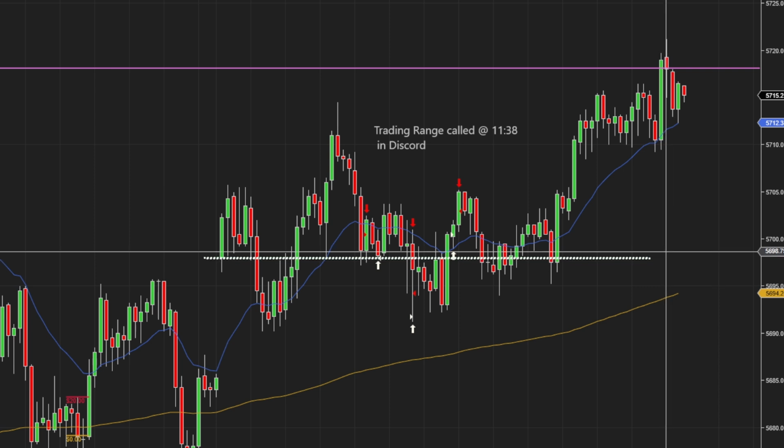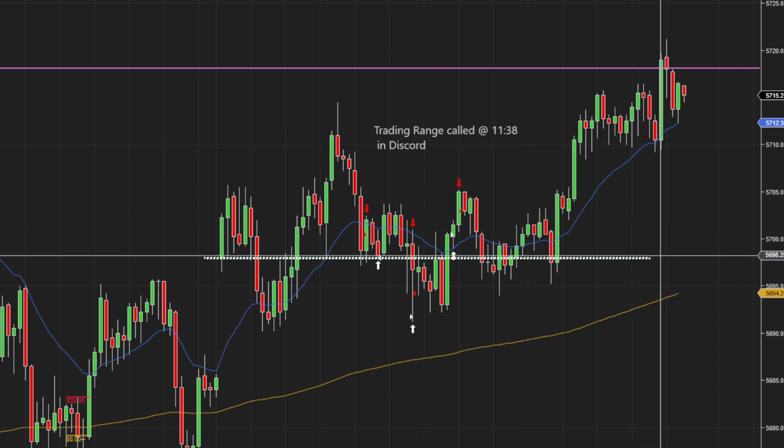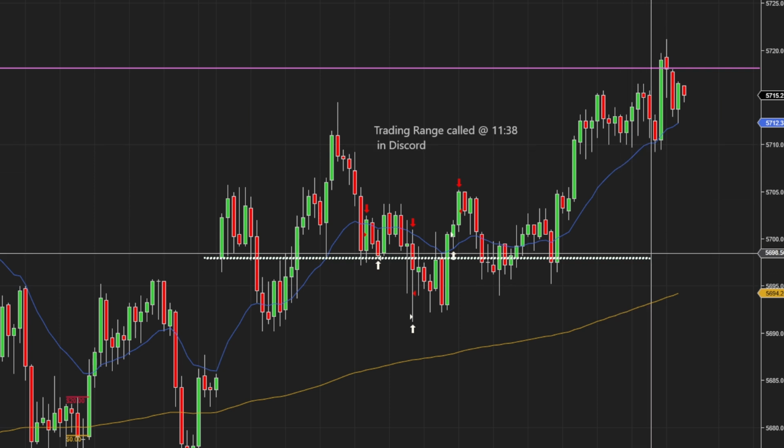But later in the day, that's something you can watch out for. The market likes to come back and test that in the last hour of the day.